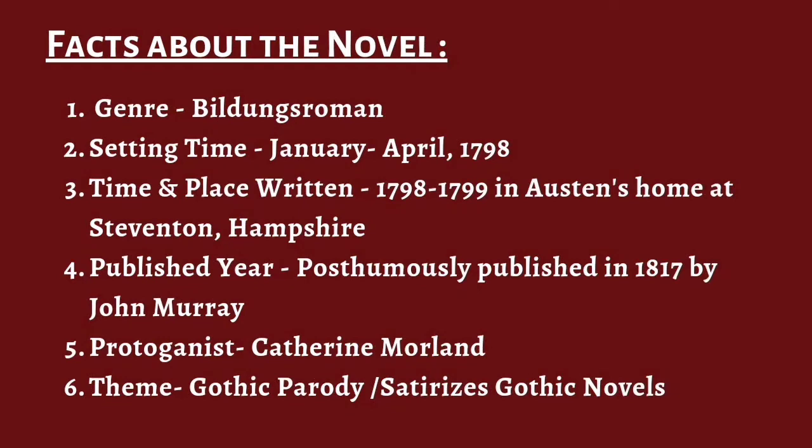Before getting into the novel, let's learn a few interesting facts about the novel. This novel is written in the genre Bildungsroman. The setting time is from January to April 1798. It was written in Austen's home at Hampshire in the years 1798 to 1799. This book was posthumously published in 1817 by John Murray, and the protagonist is Catherine Morland. And this novel deals with the theme of Gothic parody.